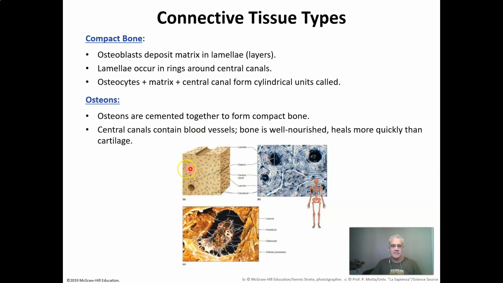So this structure, this is one osteon, that circular structure right there. Now here's another osteon right next to it. Here's another osteon right next to it. And you would have hundreds and hundreds of these things next to each other.